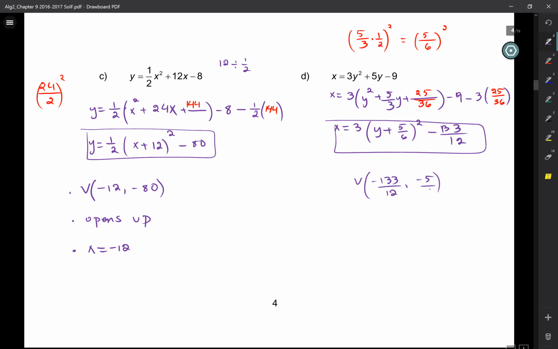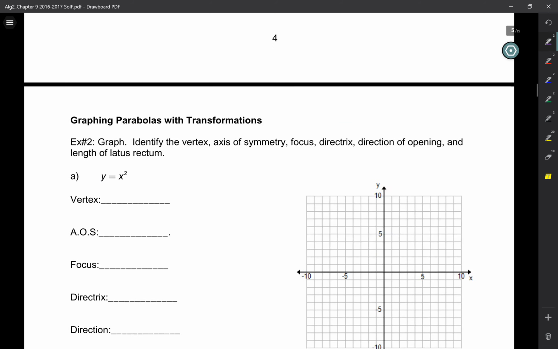Yup. And where does it open? Opens to the right. And what's the axis of symmetry? y equals negative 5 over 6. So always look inside the parenthesis for the axis of symmetry.